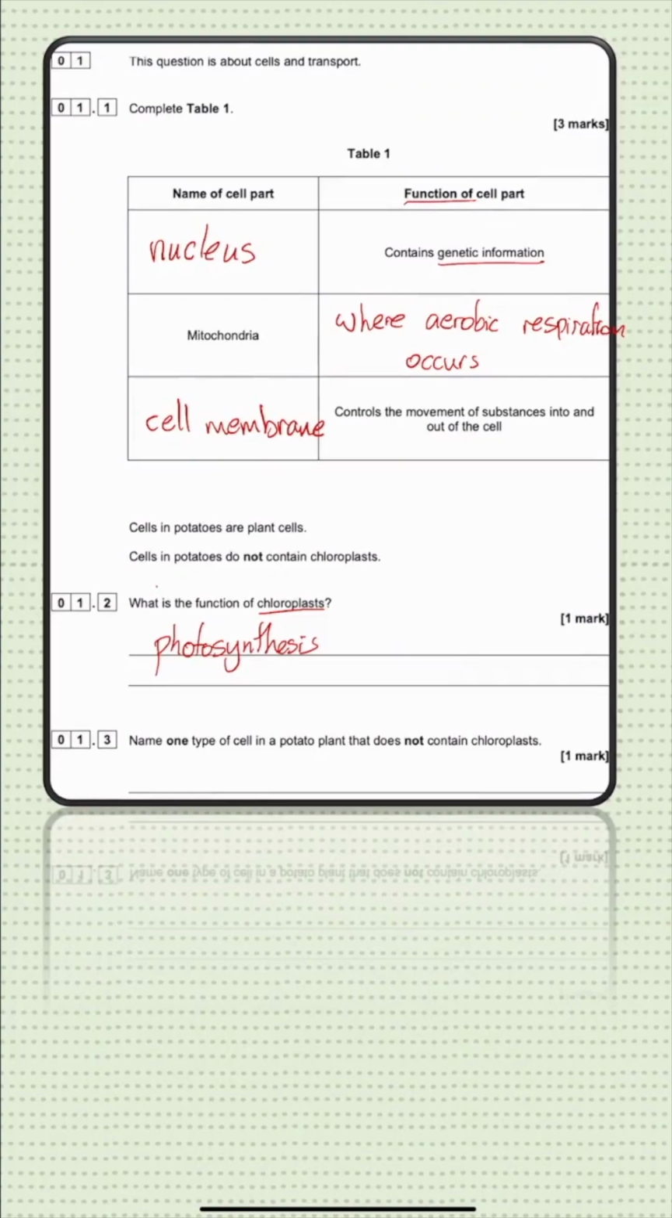Name one type of cell in a potato plant that does not contain chloroplasts.